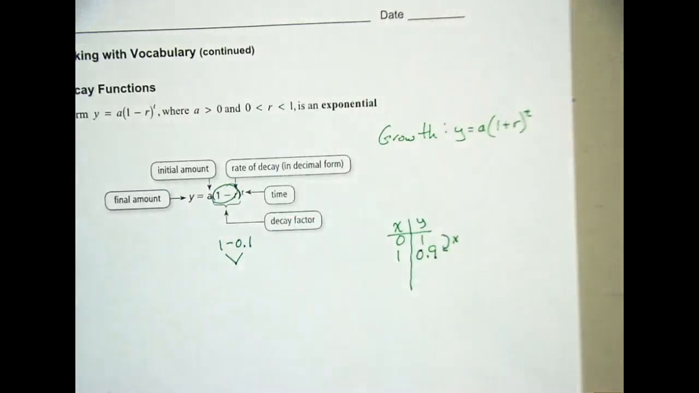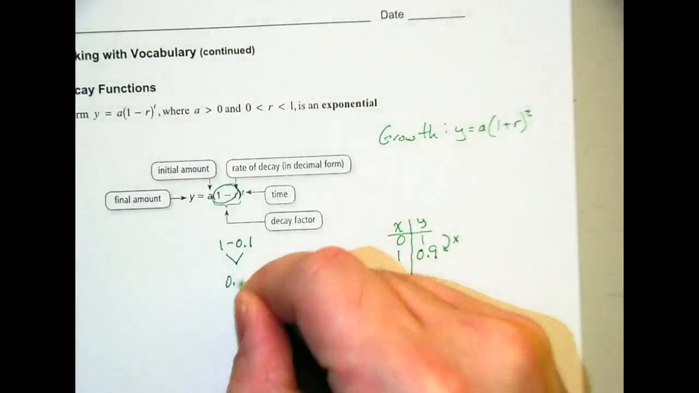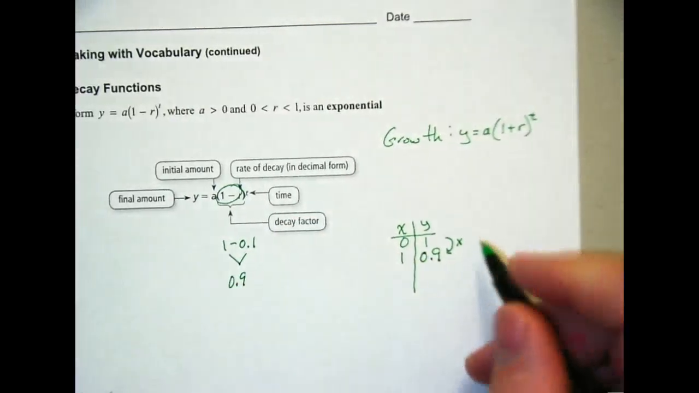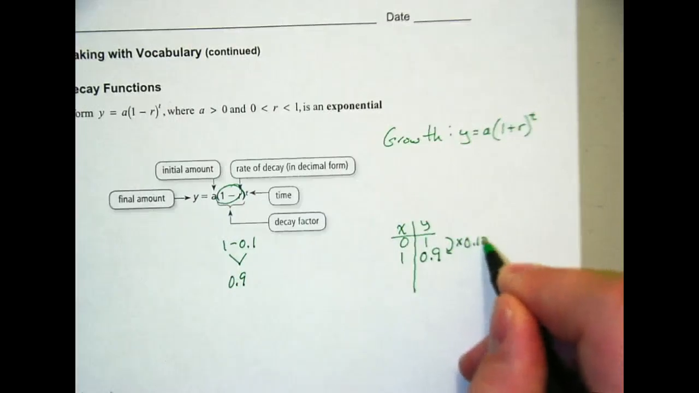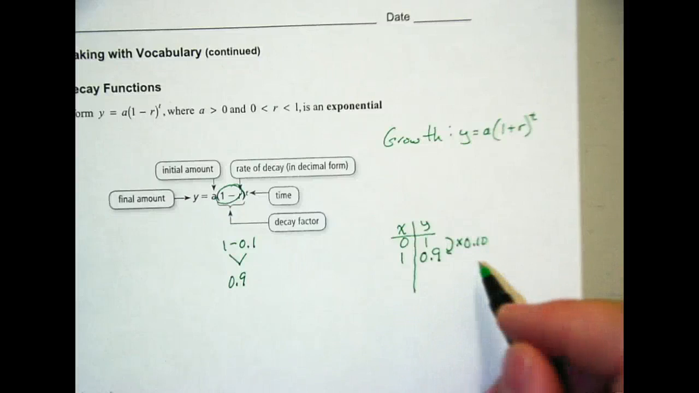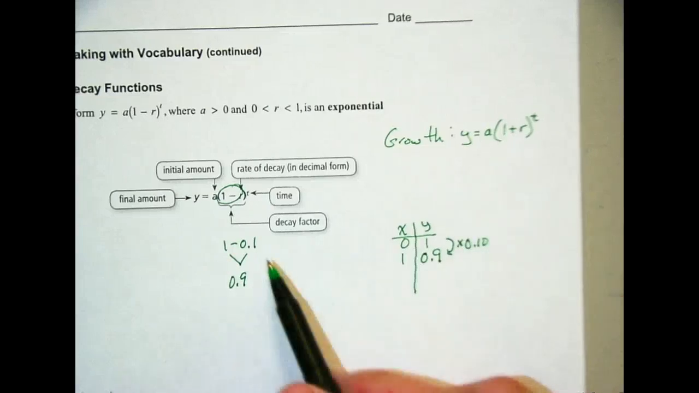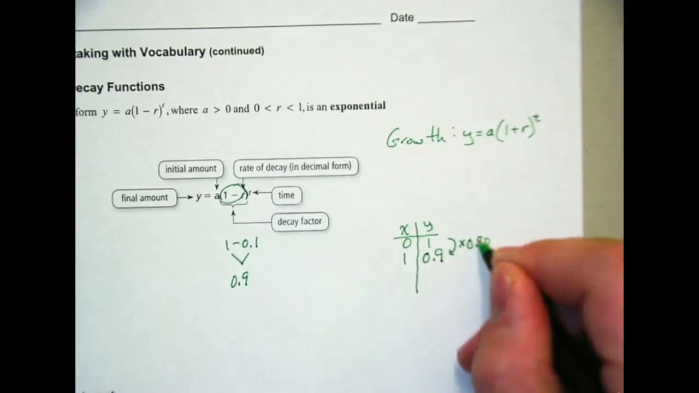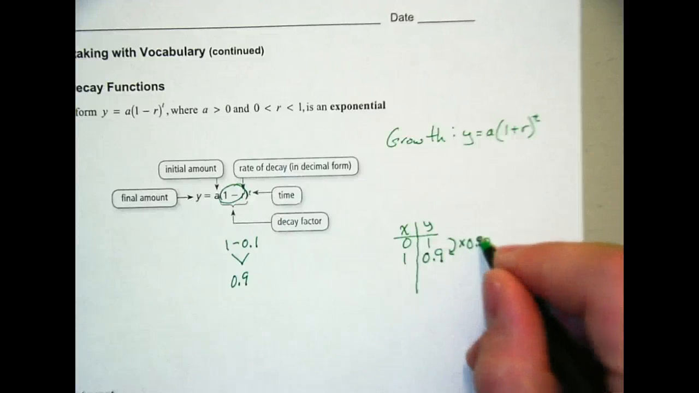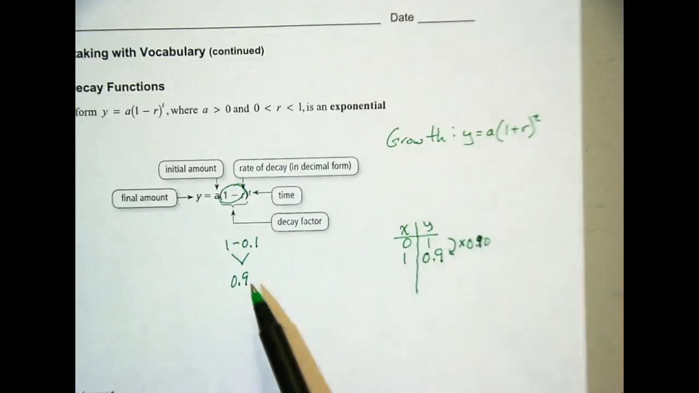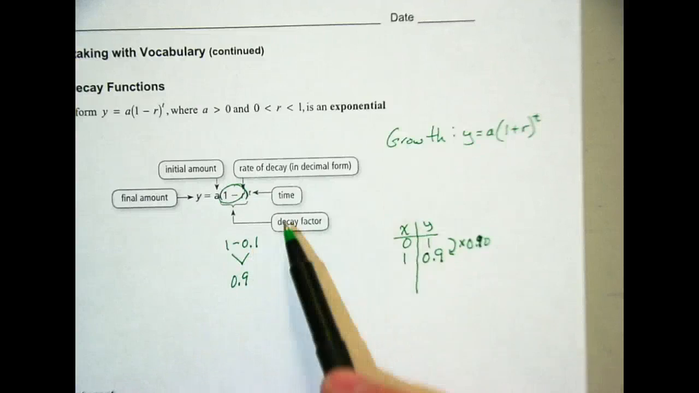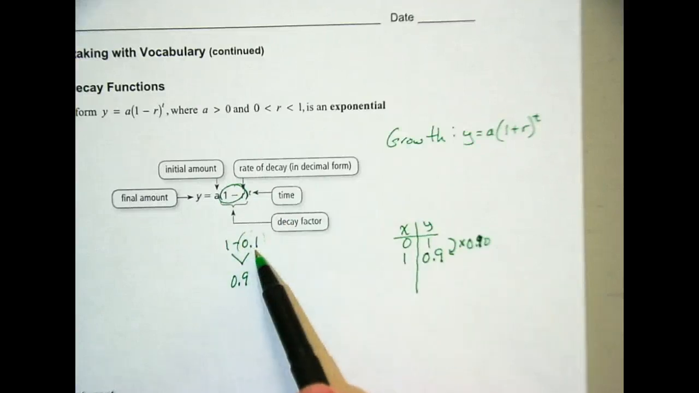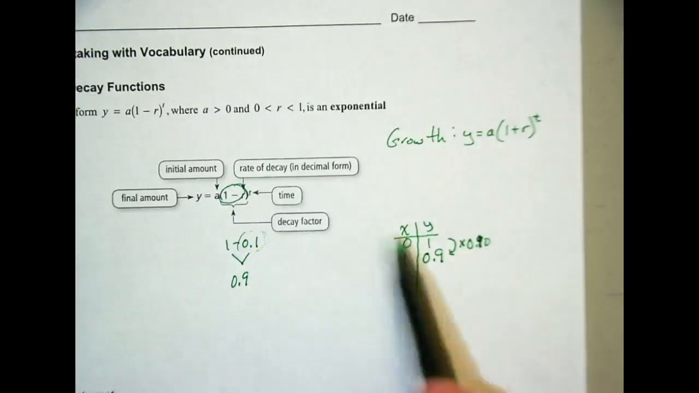Yeah, it's 0.9. Now notice the difference here. When I say I'm multiplying by 0.1, that's the amount I am decaying. Okay? Right, excuse me, 0.9. That is my rate. My rate of decay is actually 10%. You guys see the difference there? When you're growing, this number right here is what you're growing by. When you're decaying, this is what you're decaying by. Okay? But we're multiplying by 0.9.